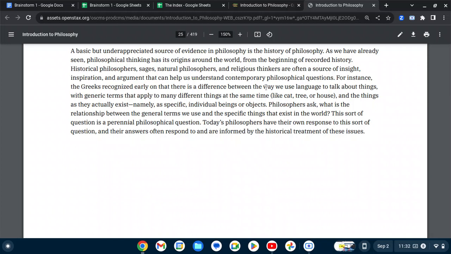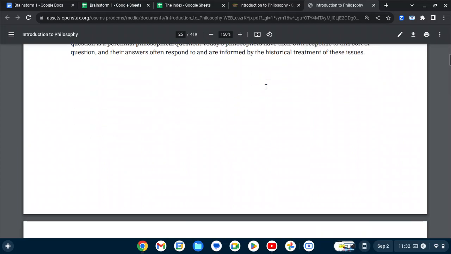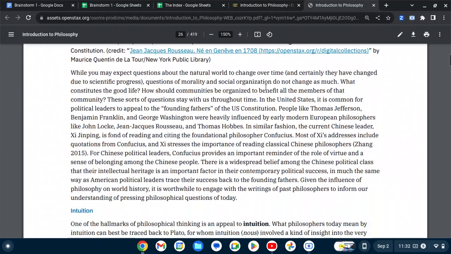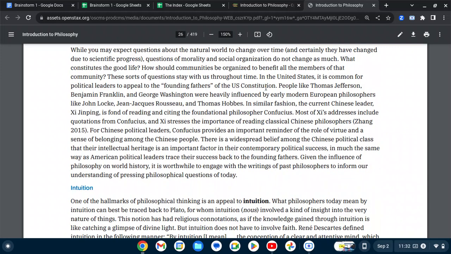Philosophers ask, what is the relationship between the general terms we use and the specific things that exist in the world? This sort of question is a perennial philosophical question. Today's philosophers have their own response to this sort of question, and their answers often respond to and are informed by the historical treatment of these issues. While you may expect questions about the natural world to change over time, questions of morality and social organization do not change as much.